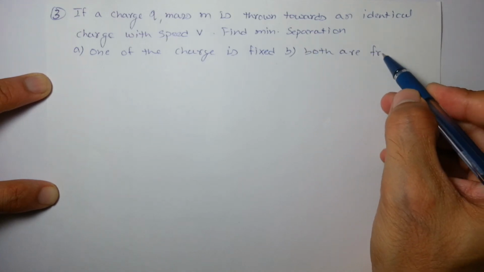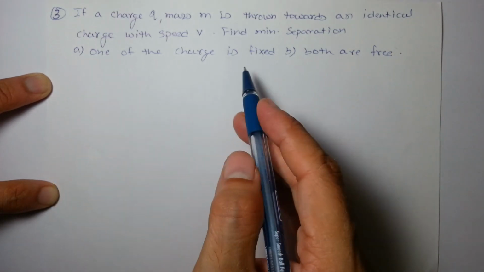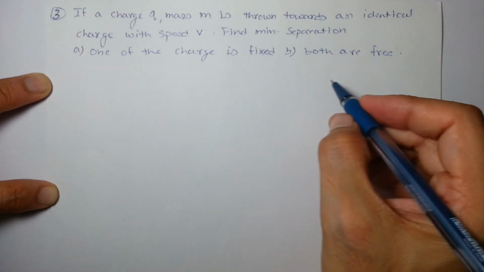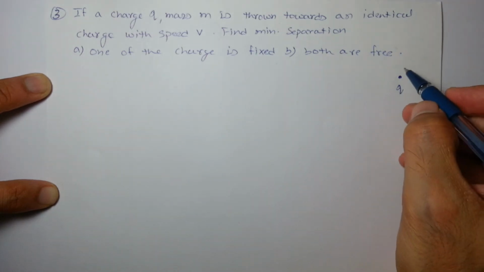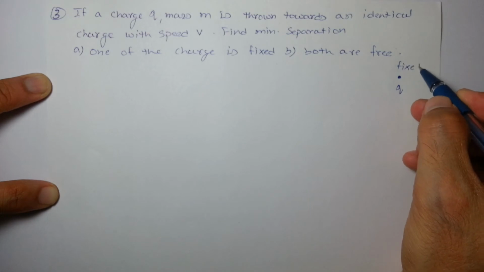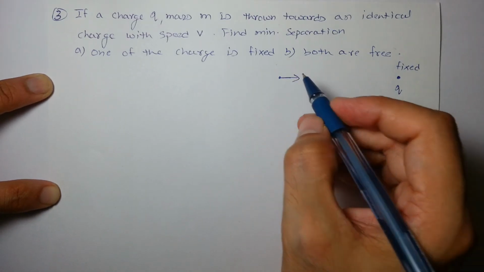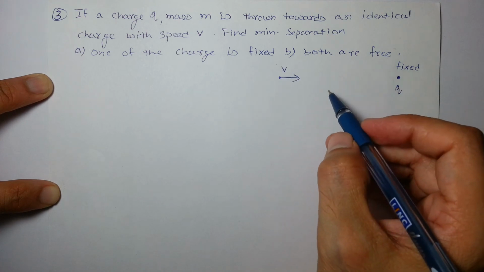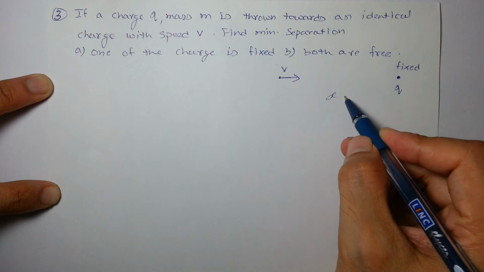Okay, so that will be slightly different. For solving this, one of the charges is fixed. Let's say this is the fixed charge, this is fixed, and we throw a charge with speed v towards it from a very large distance. Okay, this was infinite.